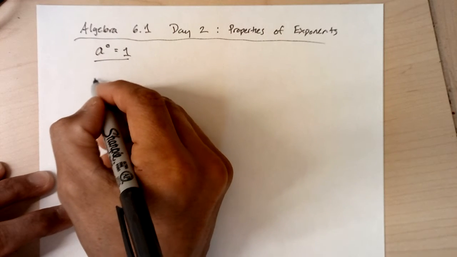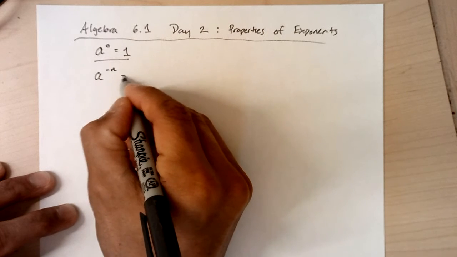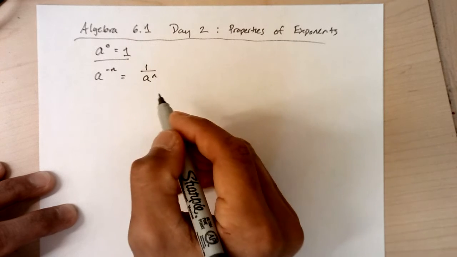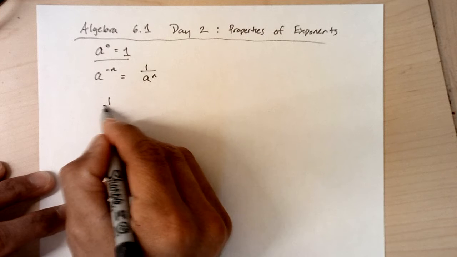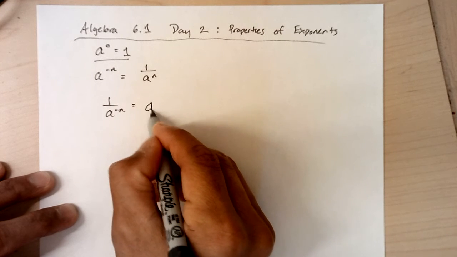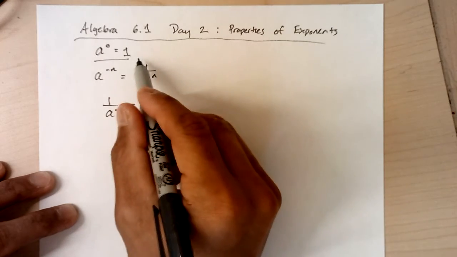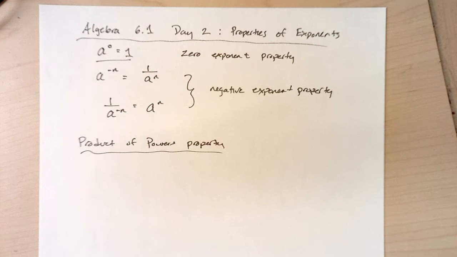And then using negative exponents, again, assuming that a is not 0, a to the negative n power is the same as 1 over a to the nth power. Or sometimes you have a negative exponent in the denominator of a fraction, 1 over a to the negative n. That would turn into a to the nth power. So we have our 0 exponent property and our negative exponent properties. And then the next property of exponents that we'll cover is the product of powers property.